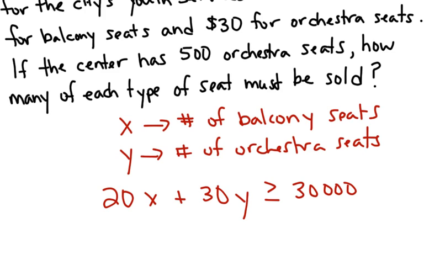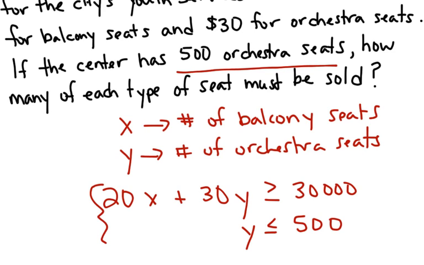The other piece of information that I have is that the center has 500 orchestra seats. That means that that's the highest amount of orchestra seats we can sell. But that's the only other piece of information that they give me. So the orchestra seats, which is Y, has to be less than or equal to 500. So this is my system of inequalities.